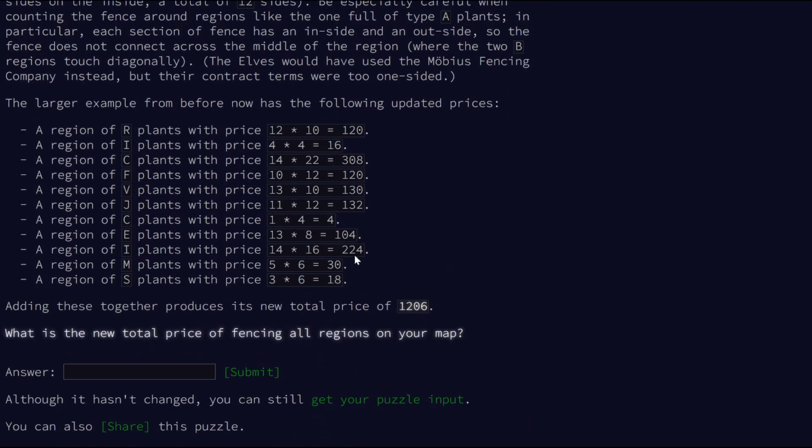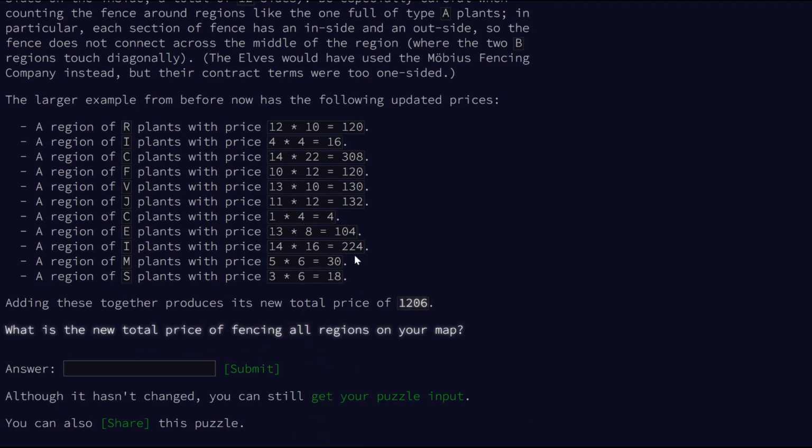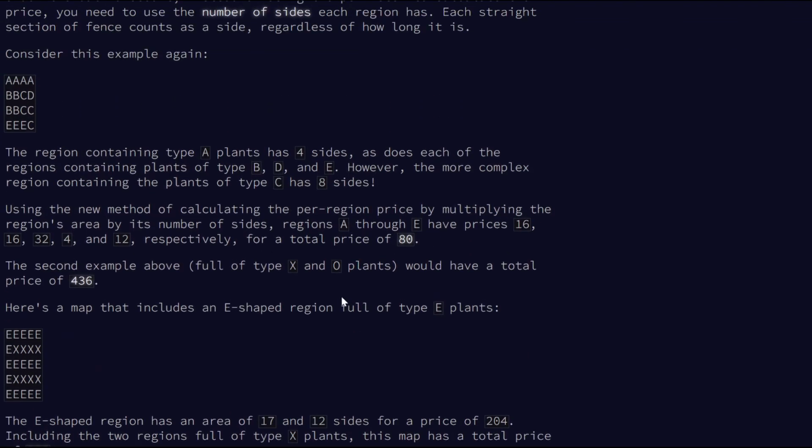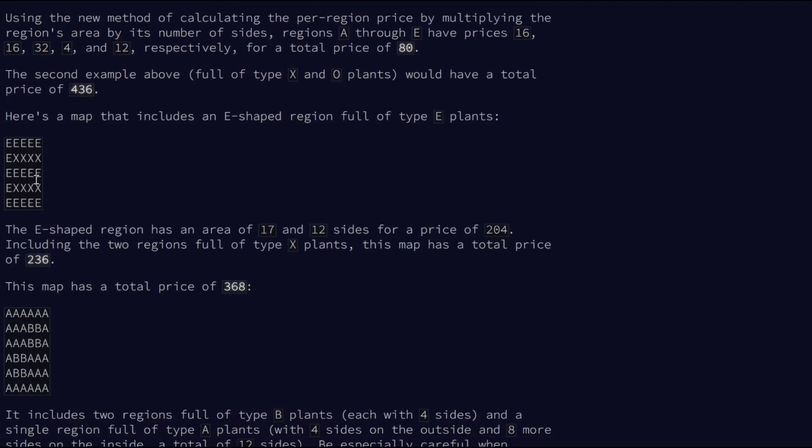And it doesn't want to know how many sides there are in the whole garden, right? It wants to know the per region price. So like this wall in between X and E is going to count as a side for each of them, which is kind of interesting. So you can't do some global computation of like, oh, let's just compute how many sides there are in the whole graph. That doesn't make any sense. That's not what they want.